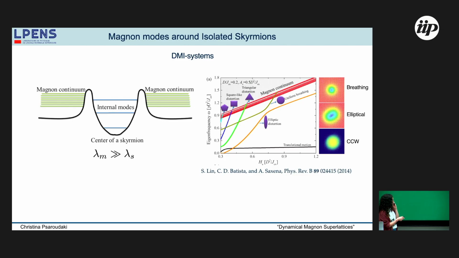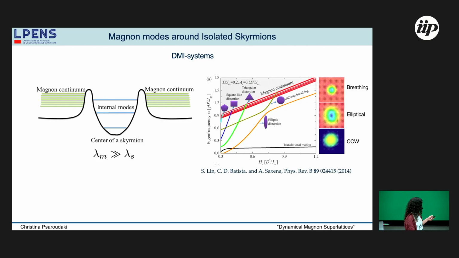Whereas the magnon states are not really affected by the presence of the skyrmion, because the wavelength of those states is much larger than the skyrmion size. So they pick up a phase, but the way extended states interact with the skyrmion is really very minimal. Okay? This is what we know so far.